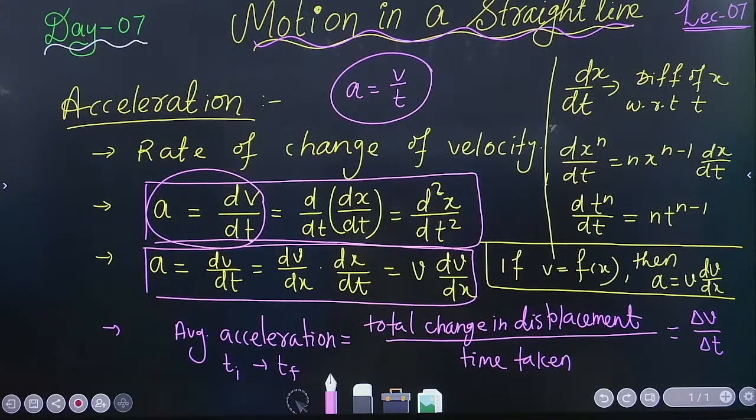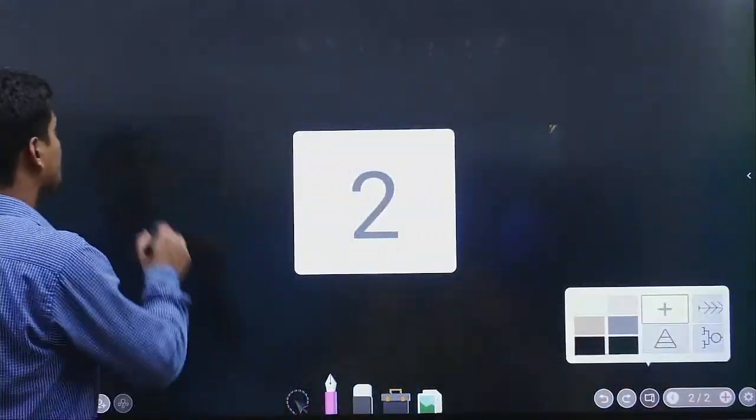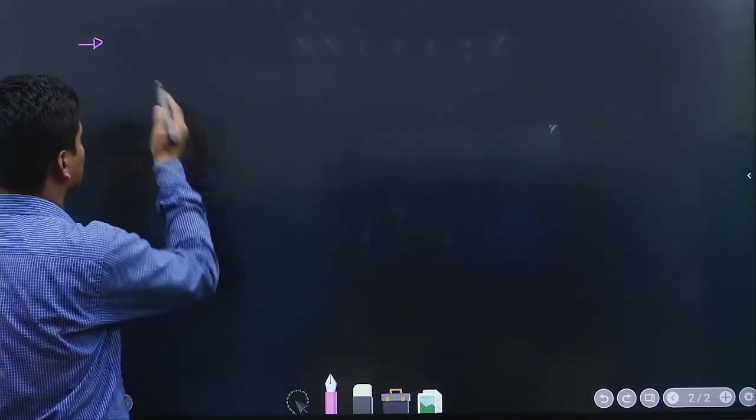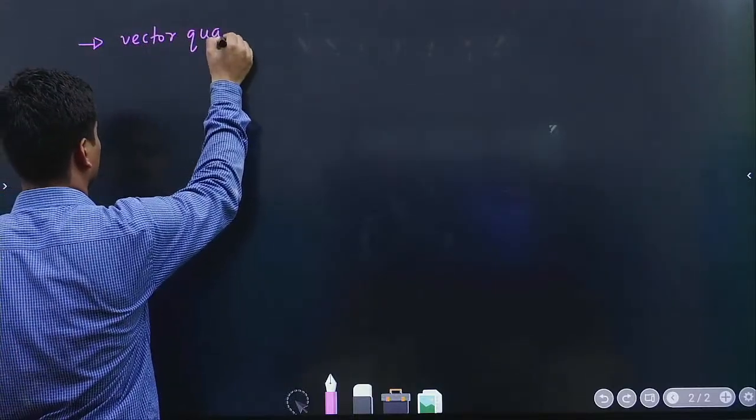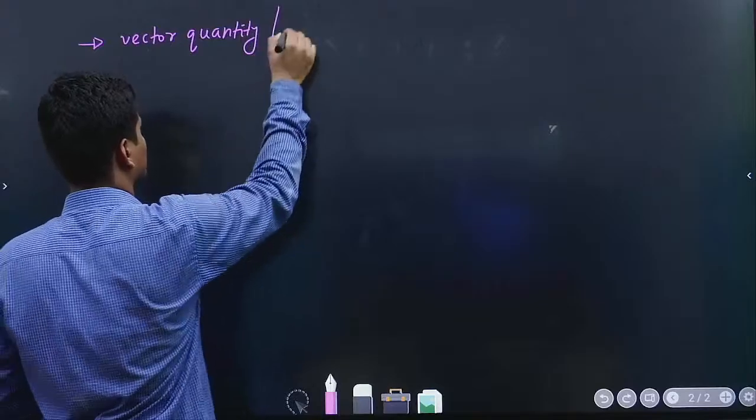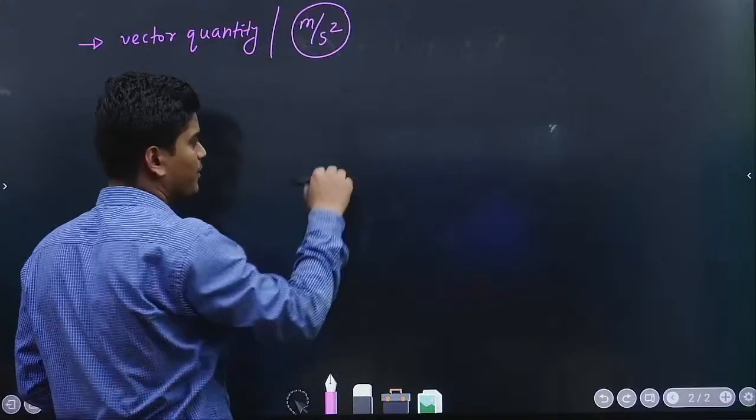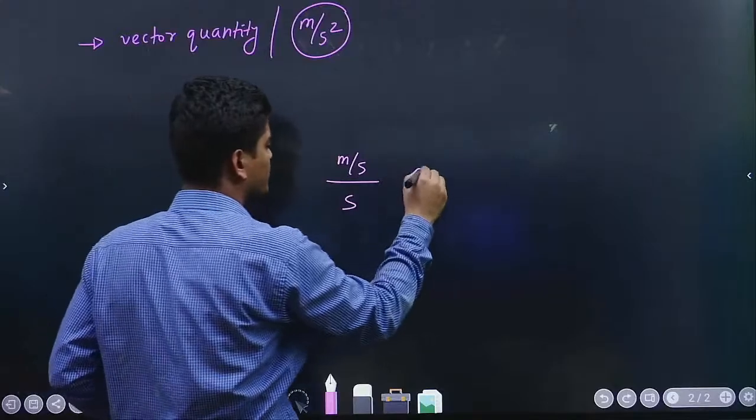Okay, now I'll go to the next thing. Here it is, unit and all. Remember, acceleration is a vector quantity because it is velocity by time you are telling. So it is definitely a vector quantity, and its SI unit will be meter by second square. Because it is velocity by time, velocity is meter by second, and by second you are telling, so it will be meter by second square.